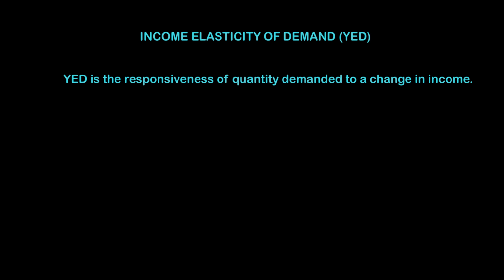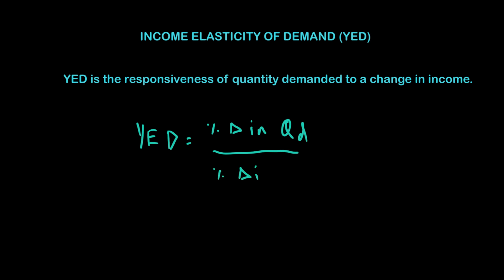When you look at the formula, YD's formula is very similar to PED's formula. It is percentage change in quantity demanded over percentage change in income. So we're looking at how, when your income goes up or down, demand for goods changes. And we know that if income goes up, for some goods demand goes up.